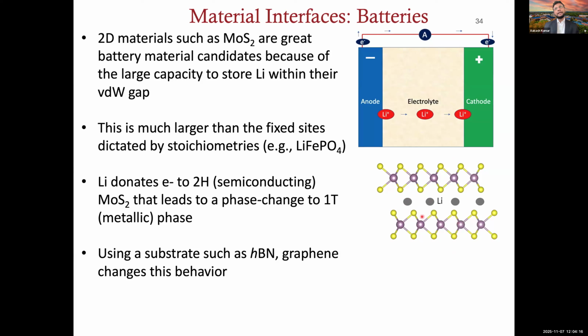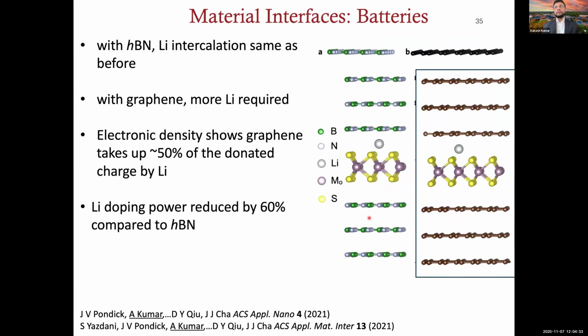So we were interested in this behavior for MoS2, which is a semiconducting phase. But as soon as you add lithium, it leads to a phase change to form a metallic phase, which is called the 1T phase. So we wanted to see how this behavior changes if you start using something called a substrate. We tried two different materials: hexagonal boron nitride and graphene.